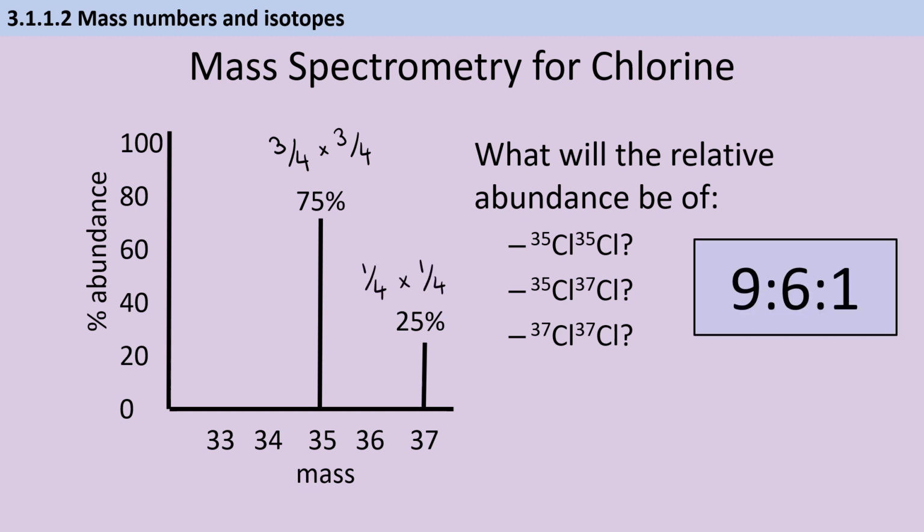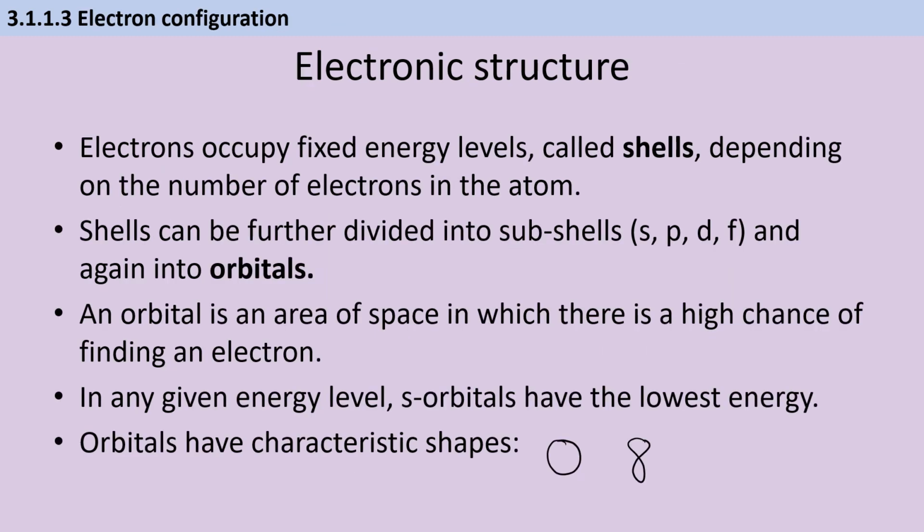And so the chance that I get a chlorine-35 chlorine-37 molecule is 6/16, and I get a 9:6:1 ratio of the molecules. Electrons occupy fixed energy levels, which we call shells, and the shells can be further divided into subshells called s, p, d and f, the same as the blocks of the periodic table. And each of those can be split up into one or more orbitals.